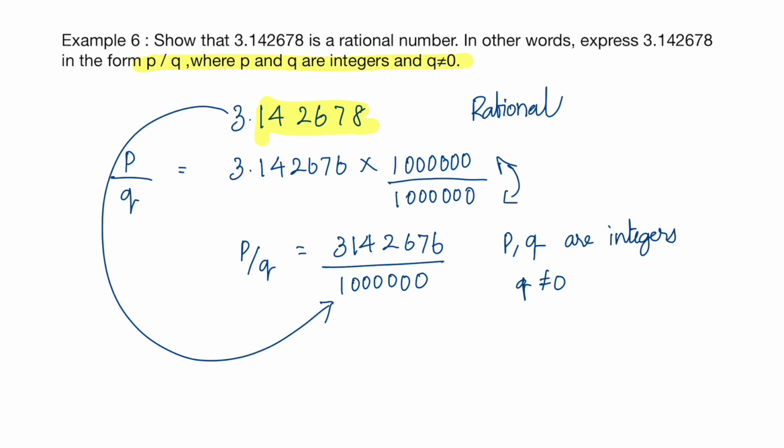I hope you understood this. This is a very simple question. You are supposed to show that 3.142676 is a rational number and you have just multiplied it by 10 lakh divided by 10 lakh and it's essentially 1. That would give you 3142676 divided by 10 lakhs, and that is in the form of P divided by Q where Q not equal to 0, and that is the end of this example. I hope you got this.